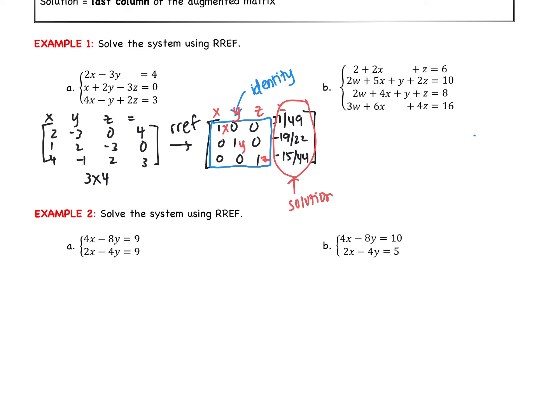So if I asked you what your answer is, you're going to write your answer as what's called an ordered triple. It's kind of like an ordered pair, except there's 3 of them. So it would be 31 over 44, negative 19 over 22, and negative 15 over 44. That is our answer.